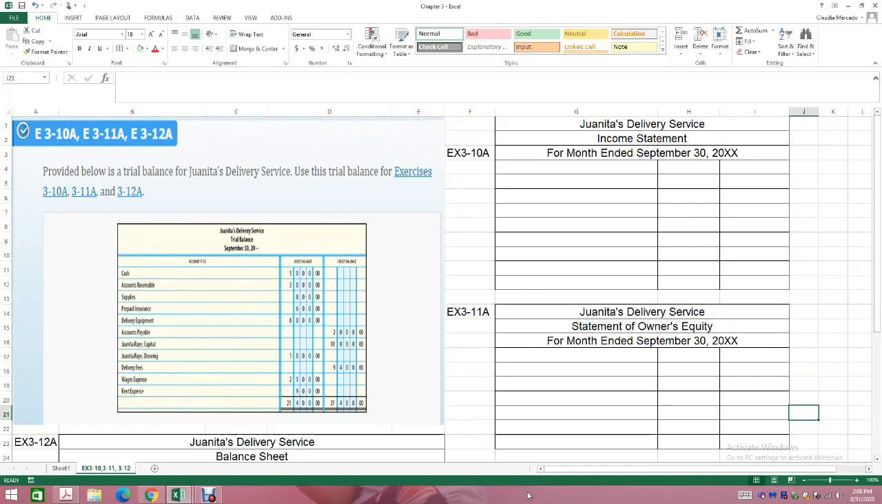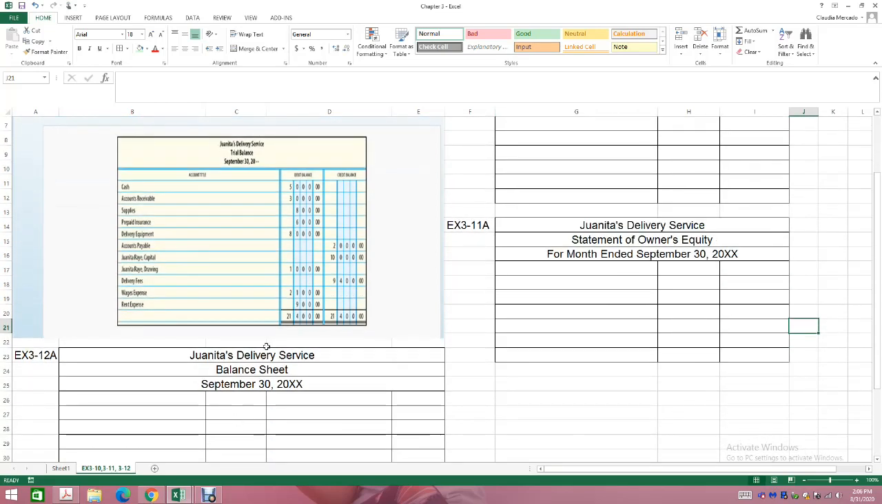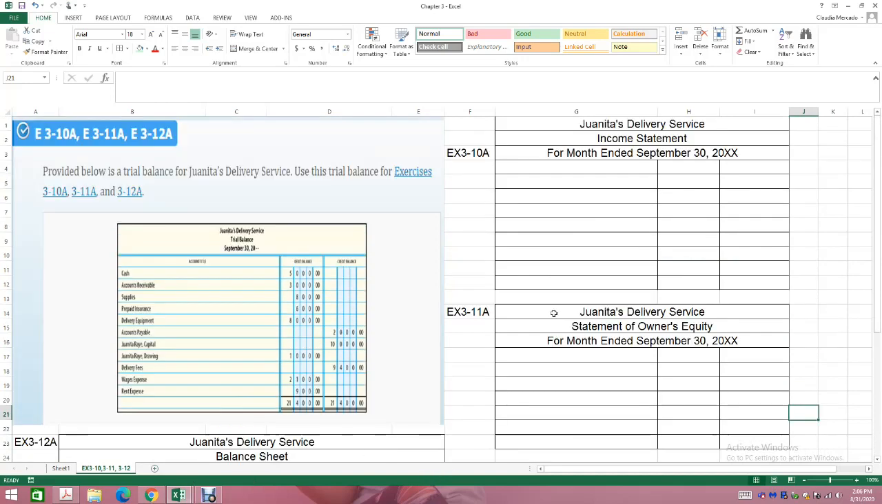Now when we prepare financial statements, we have to prepare them in a specific order. The first thing that you prepare is your income statement. Why? Because information from your income statement flows into your statement of owner's equity. The second statement we prepare is the statement of owner's equity, because information from the statement of owner's equity is going to flow into the balance sheet. Okay, so let's get started with the income statement.